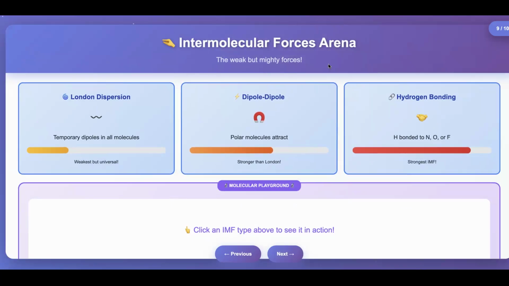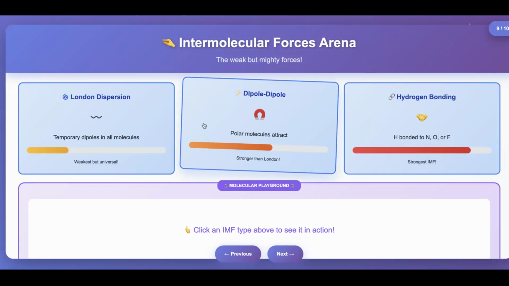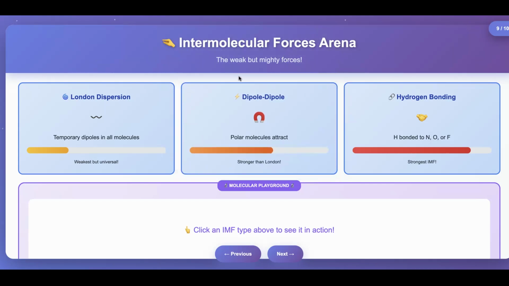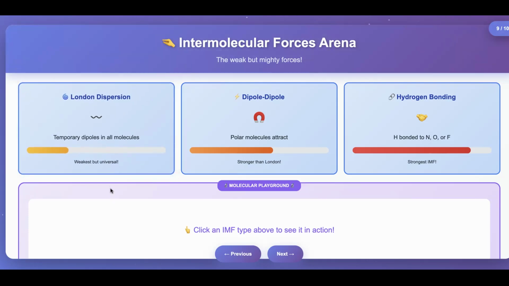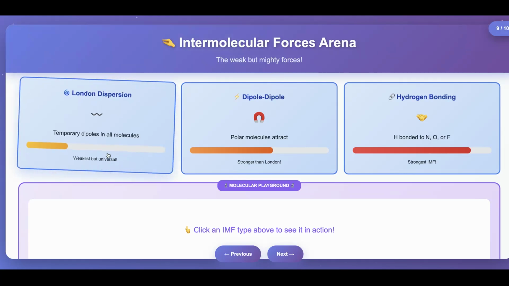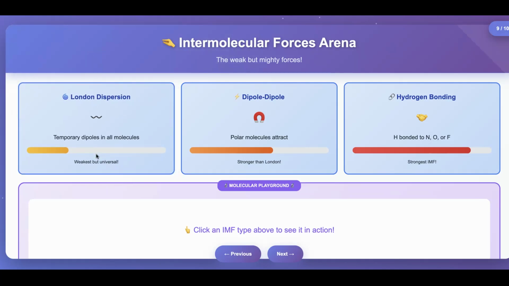The intermolecular forces. I have three types of intermolecular forces. Don't worry, I will explain every one of them perfectly. The intermolecular forces are the forces of attraction between molecules, not between atoms. I can have a type called London dispersion forces. These are temporary forces, but they are the weakest. It's universal. What does universal mean? It's available in all types of molecules.